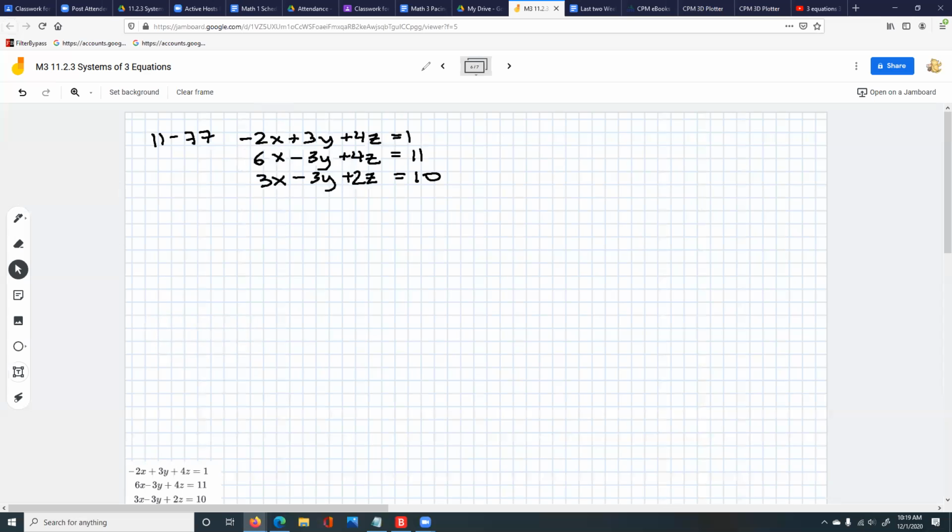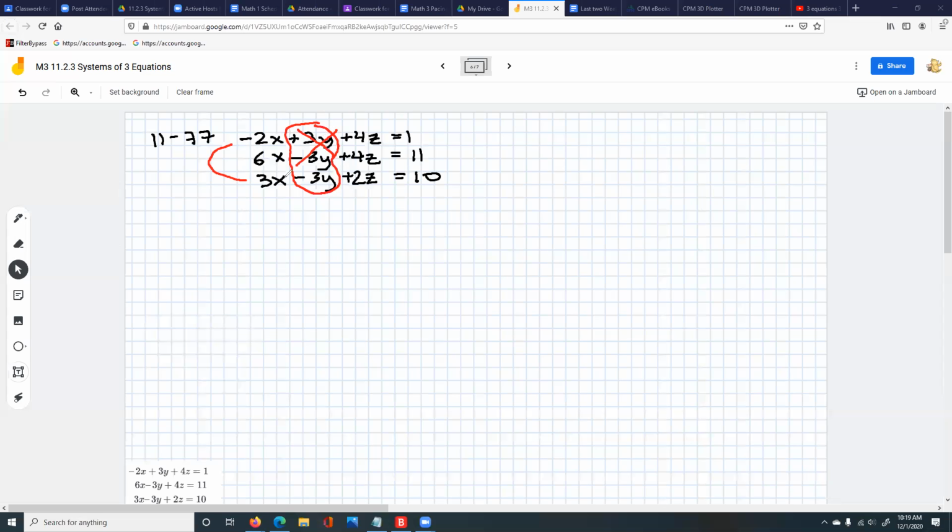Let's look at the y's. Here are my y's. I have a positive 3y, a negative 3y, and a negative 3y. Would it be easy to cancel these out if I added the first 2 equations together? Yeah, those would cancel, right? And if I added the first and the third equation together, those would cancel. If I added these 2 equations together, that 3y and this negative 3y would cancel. So that would be a good variable to eliminate.